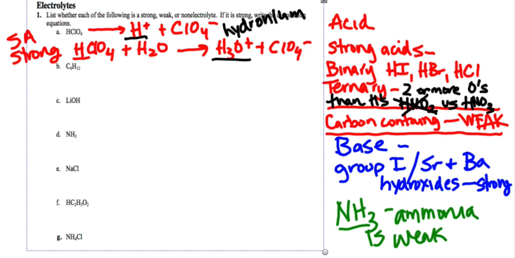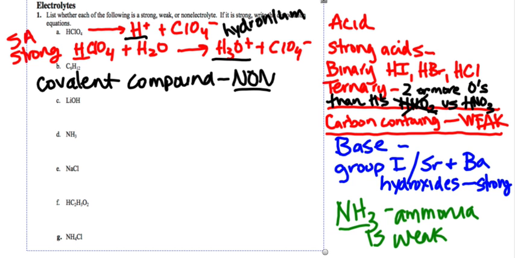All right, so let's look at this next thing. C6H12, strong, weak, or non? How about a non? What is this? This is not carbon. It's not an acid. It's not a base. How about a covalent compound, right? It's a covalent compound. And didn't you all tell me on the last slide covalent compounds were non-electrolytes? So we're not going to write the equation. So it's a non. Don't forget about those covalent compounds.